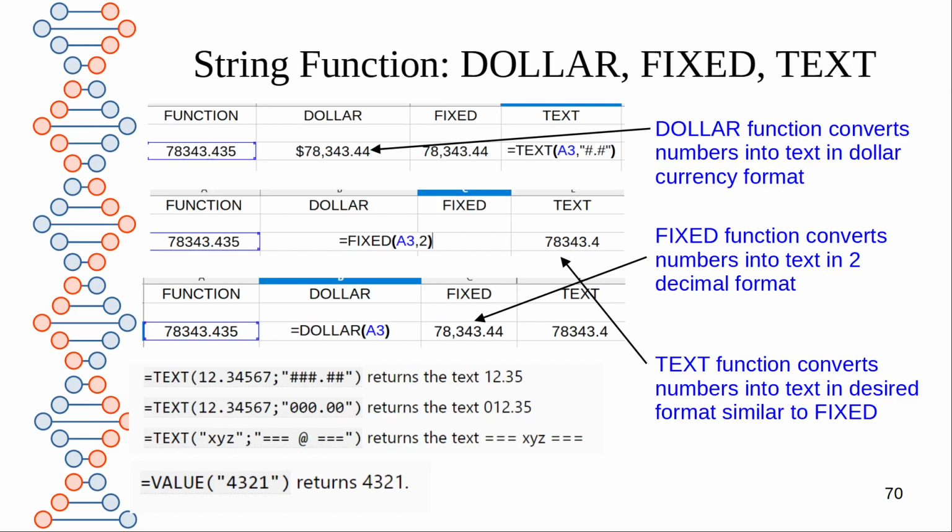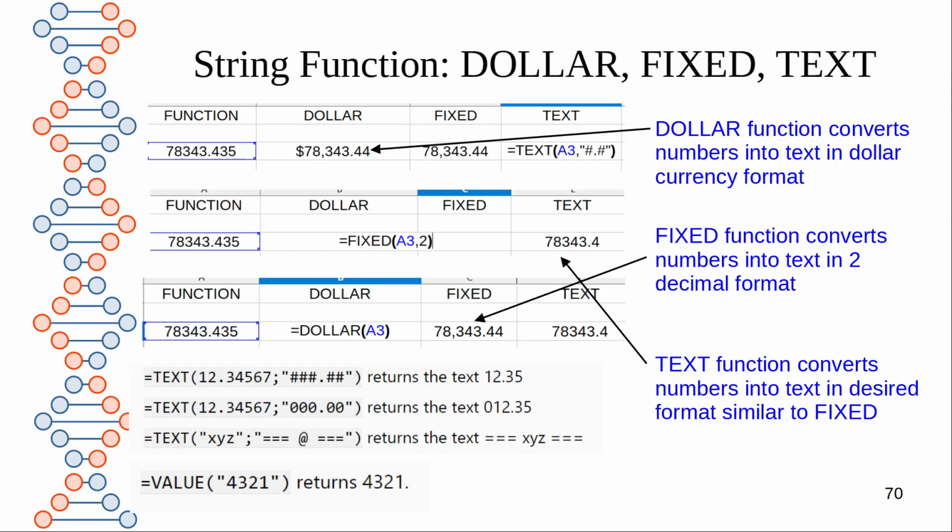The fixed function converts the numbers into text in two decimal format. So here, if you see, this is the fixed column, where I applied a fixed formula, equal to fixed of A3 comma 2. This column gives everything that the dollar function gives, except the currency is not there. If you want to change the currency, you may have to dig deeper into the dollar. No, dollar I think will print dollar only. If you want a different currency format, you will have to maybe use some different formula.